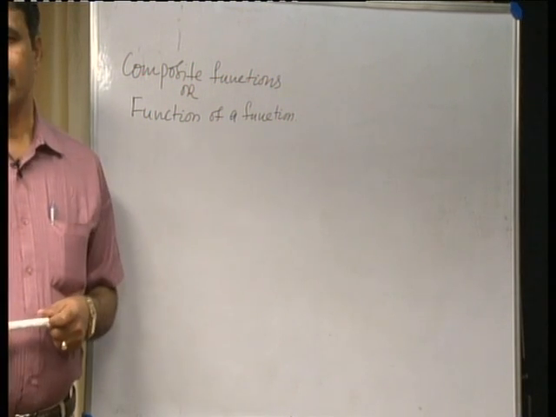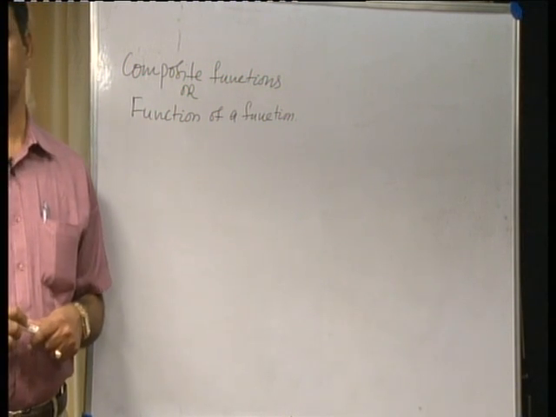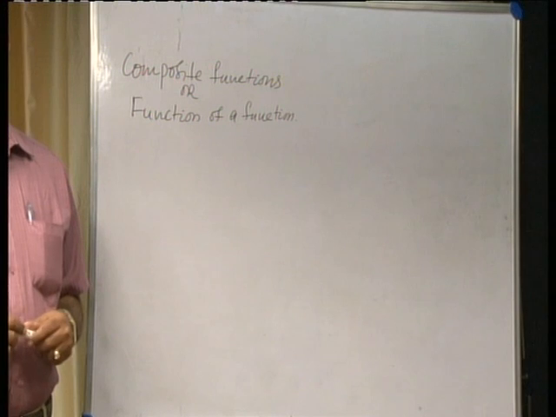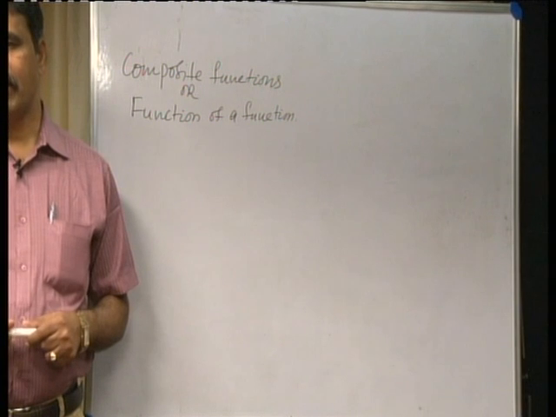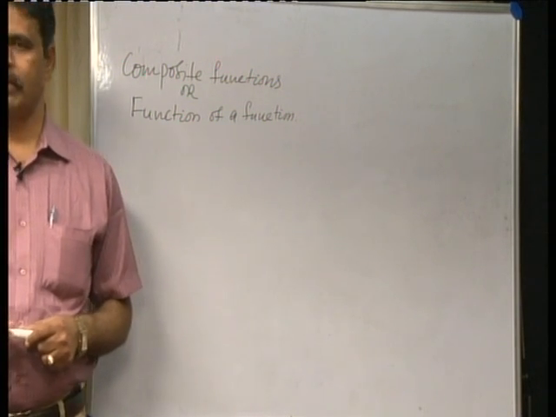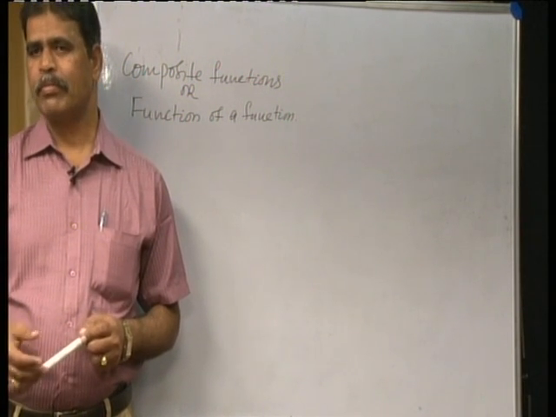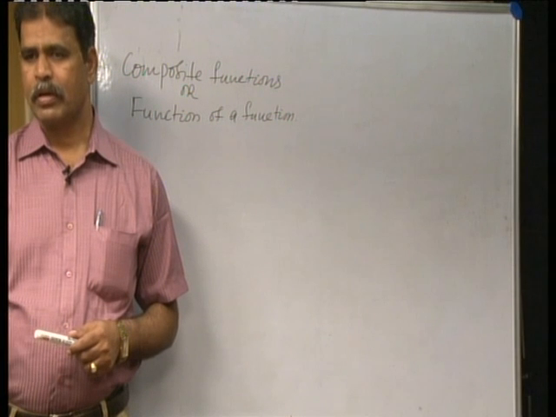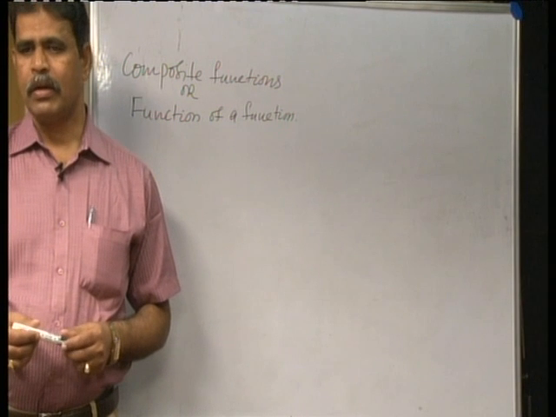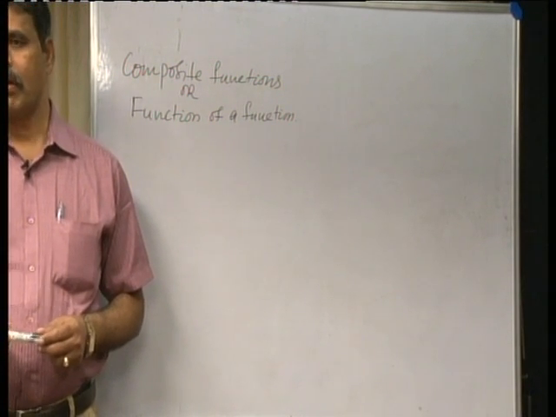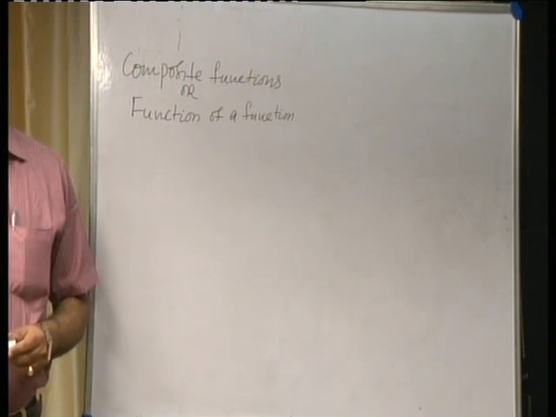Let me give you a clear idea about composite function or function of a function. What is the meaning of composite? Composite means one is involved in another, one function is involved in another function, or many functions are included in one function. That is why it is called function of a function, or composite function.